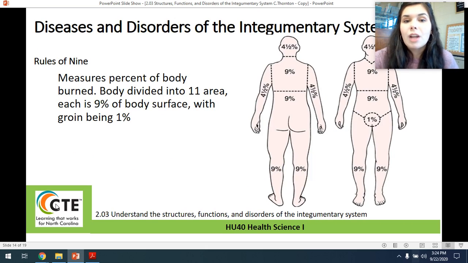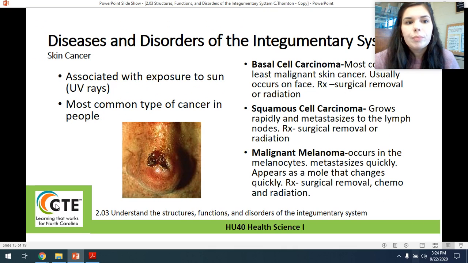Don't forget about our rule of 9s, which we learned about back when we did responding to medical emergencies. The rule of 9 is basically a way that we just measure the percentage of a body that is burned by dividing the body into different areas, each representing 9% of body surface, and the groin or genital area being a 1%. Again, this rule of 9 does slightly change on children, but this is a really good indication of how to quickly measure how severe a burn might be when someone comes into the hospital.